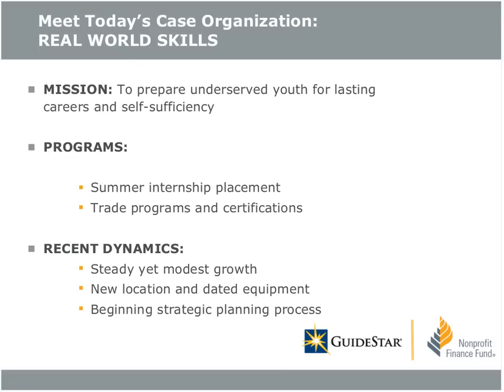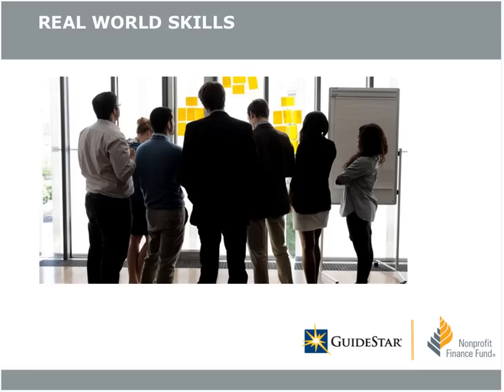So with that in our heads, let's go ahead and meet our case example organization, which we're calling Real World Skills. This is an organization that prepares underserved youth for lasting careers and self-sufficiency. As you can see, they provide some programs in personal and professional skill building. They have summer internships, trade programs, certifications, and they've had steady yet modest growth over the last few years. They have a new location, but they've got some pretty dated equipment, and they're beginning a strategic planning process. So with those pieces in mind, I'll say a little bit more about some of the rest of their background.